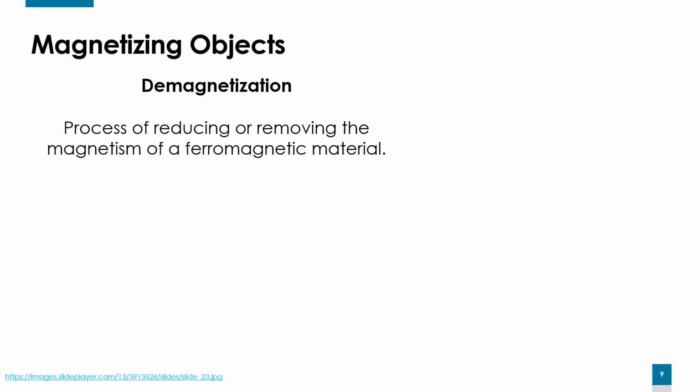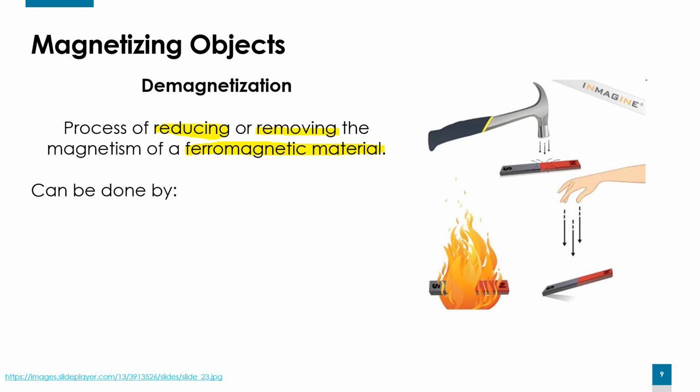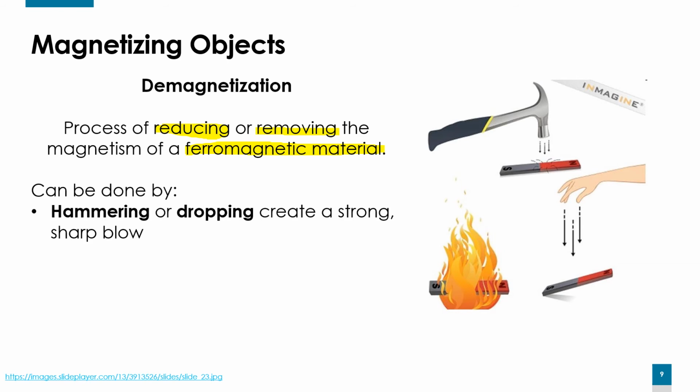We can also do the opposite. We can also do demagnetization. Demagnetization is the process of reducing or removing the magnetism of a ferromagnetic material. Okay, so instead of creating, I'm removing or reducing. How do I do that? Usually it's by impact, for example, hammering or dropping an object. For example, here you can see the picture. I can create a strong and sharp blow. When I do that, my domains become not aligned anymore, so I don't have such strong magnetic properties.